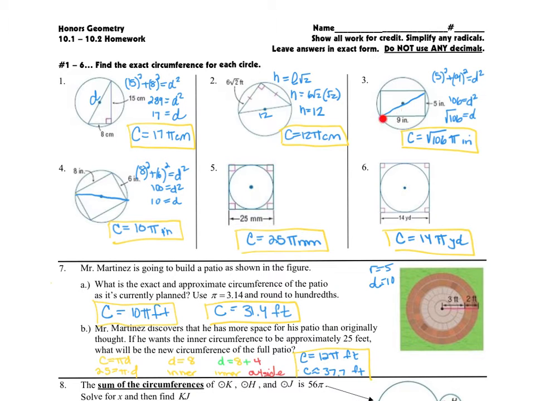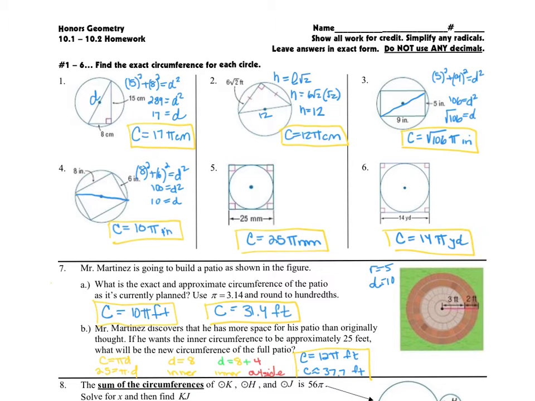If we take that rectangle and draw this in to be the triangle, then what we can do is use Pythagorean Theorem. We have 5 squared plus 9 squared. And if we add those together, that's going to be 106. And square root that, that is going to give us the diameter. So the diameter here is the square root of 106. So the circumference is the square root of 106 pi inches.